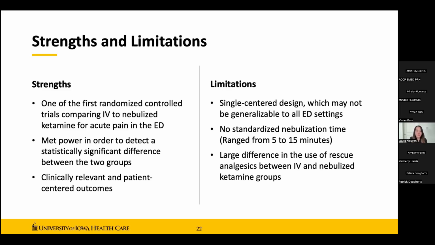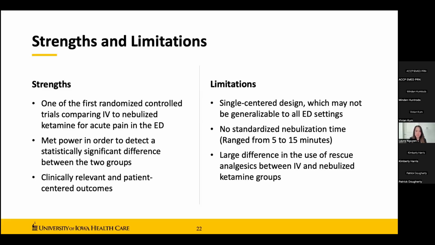So for some of the limitations, this was a single center design, which potentially may not be generalizable to all ED settings with different protocols in place or the available resources to perform nebulized ketamine. And in addition, the time spent nebulizing the ketamine solution varied between the participants in this study. It varied from 5 to 15 minutes, which could have potentially influenced the absorption and impacted the observed outcomes.